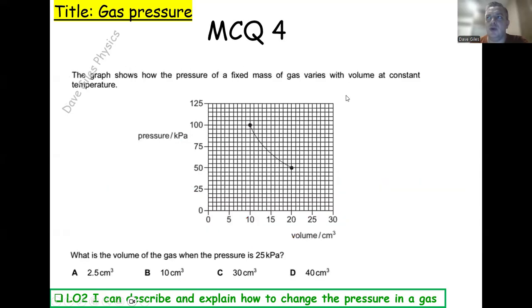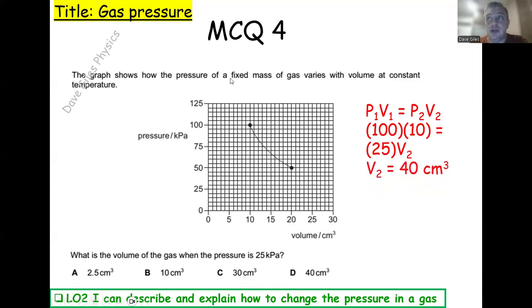Okay, and now for the last of the multiple choice questions, very similar to the graphs I showed you earlier. The graph shows how the pressure of a fixed mass of gas varies with the volume at a constant temperature. What is the volume of the gas when the pressure is 25 kilopascals? So we know that when it is 100 kilopascals, we've got a volume of 10 centimeters cubed. So when it is 25, we've got 100 times 10 equals 25 times V2. We rearrange to take the 25 over to the other side. So it's 100 times 10 divided by 25, which gives 40 centimeters cubed.